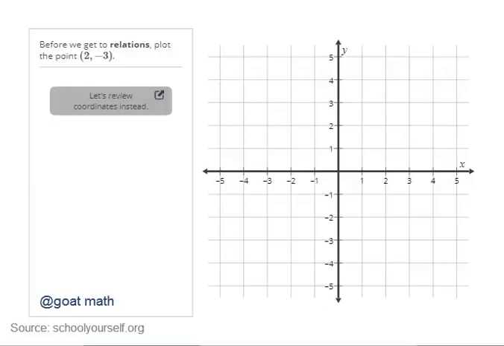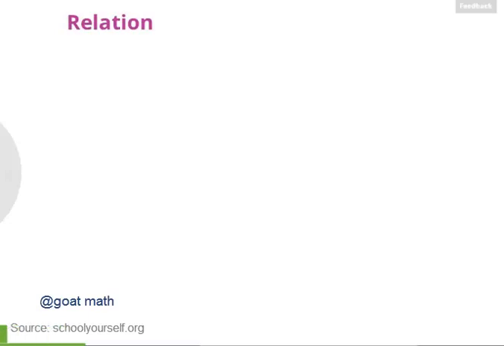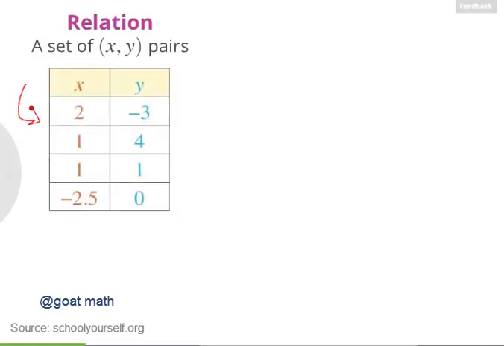Before we talk about relations, go ahead and plot the point 2, -3 on this graph. Okay, so what's a relation in mathematics? It's a set of xy coordinates, also known as ordered pairs, because this is a pair of numbers. Relations are often represented as tables, like this one here. The first column contains the x coordinates, and the second column has the y coordinates.